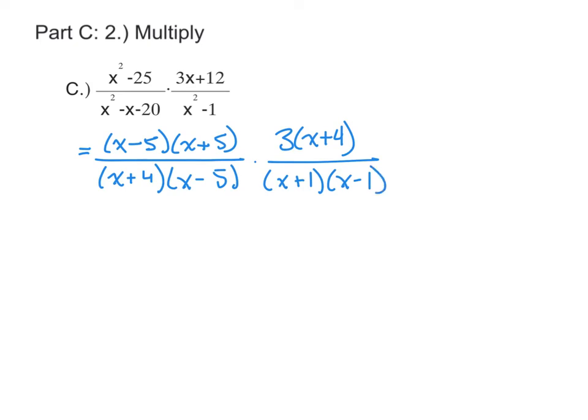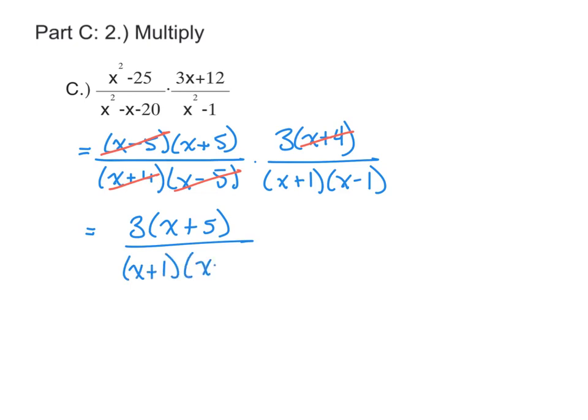Once it's completely factored, go through and cancel. I see I have an x minus 5 in numerator and denominator, and an x plus 4 in the numerator and denominator. Nothing else matches up, so what I'm left with in the numerator is 3 times x plus 5, and in the denominator we'll have x plus 1 and x minus 1. Once again, you can leave your fraction in factored form.